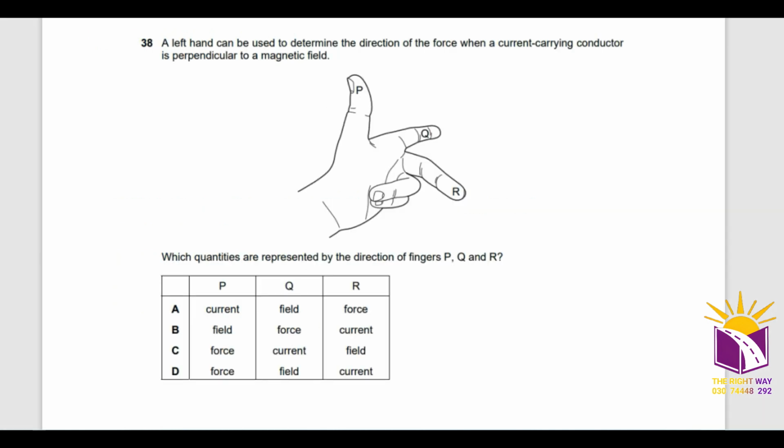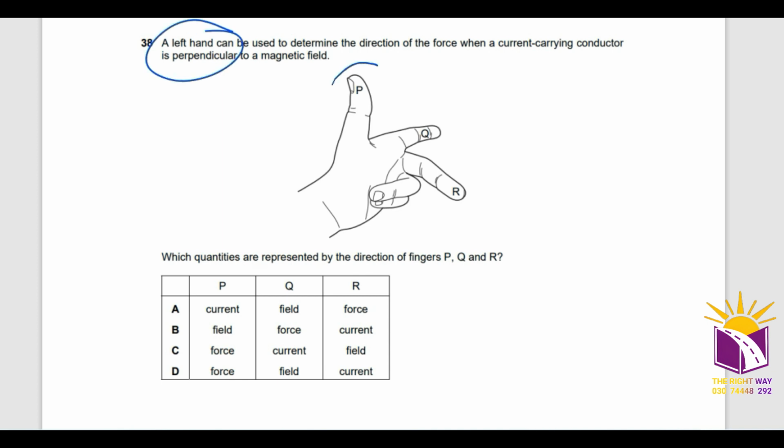Question number 38. A left hand can be used to determine the direction of the force when a current carrying conductor is perpendicular to a magnetic field. Which quantities are represented by the fingers P, Q and R? As we are going to discuss, this is the perpendicular left hand rule.